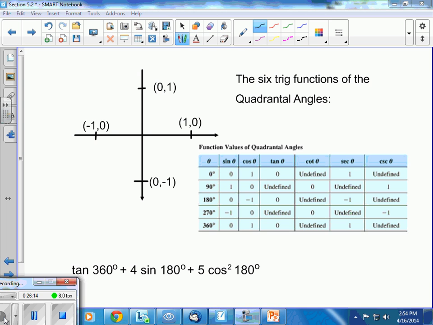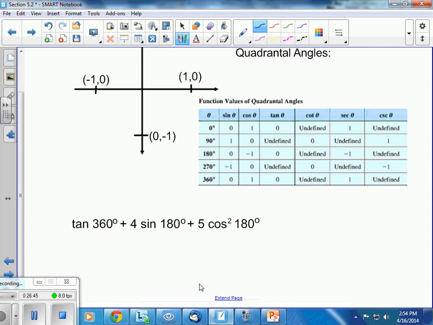So I just pasted in a chart about the 6 trig functions of the quadrantal angles. Notice that at 0, I would have undefined for cotangent and cosecant, while 90 degrees is tangent and secant, and so forth. You have to keep those in mind, and you can always figure them out by simply getting your x, your y, and your radius.